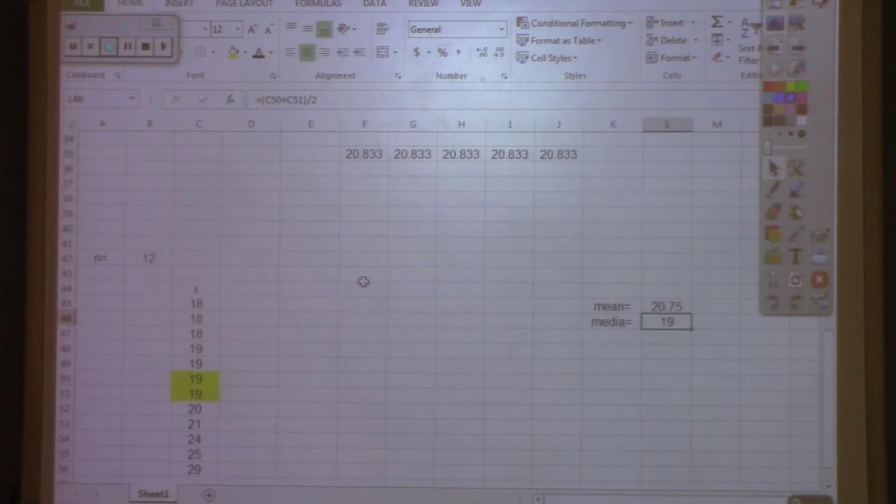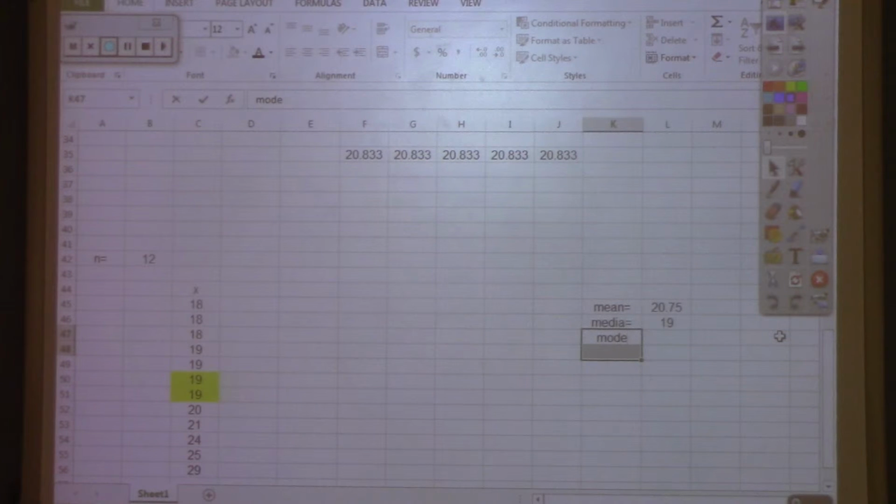Okay, so now let's do the mode and all that. Mode is equal to, I have no idea, 18 has 3, 19 has 4, 19? Yep. Let me ask you something about the mean and the median. Are they close? Yes. So that tells you that your data is what? Pretty close together, pretty tight.